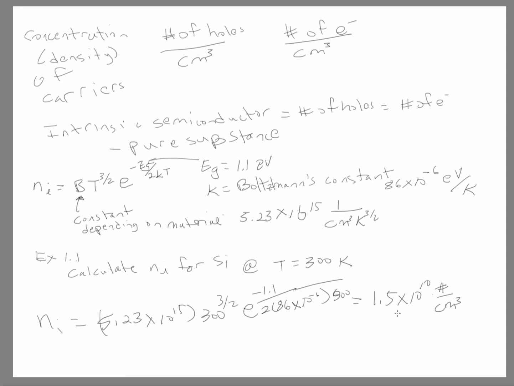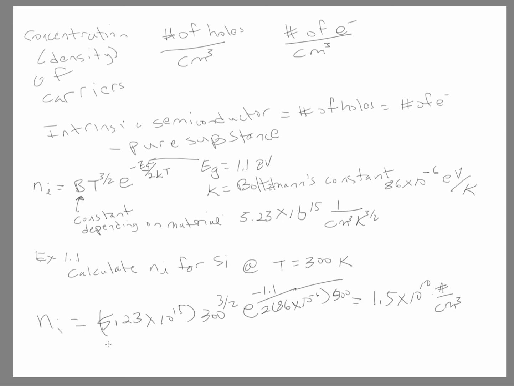So this says that for an intrinsic semiconductor, we have 1.5 times 10 to the 10 holes per cubic centimeter, or 1.5 times 10 to the 10 electrons per cubic centimeter. Either one, it's just a number because of intrinsic carriers, and they're both equal to each other.